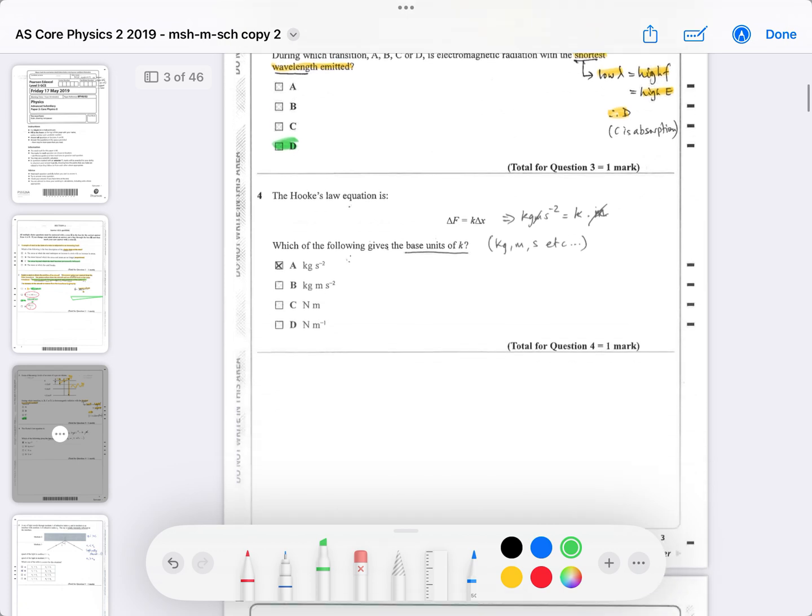Question 4 is about the Hooke's law equation, so back to materials. The equation is F equals K delta X, but they want you to work out the units of K in base units, so kilograms, meters, seconds. F is kilograms, meters, seconds to the minus 2, because it's mass times acceleration. K is what we want to find out, and delta X is in meters. So you put the base units in and simplify. The m's cancel, so K is kilograms, seconds to the minus 2, so the answer is A.